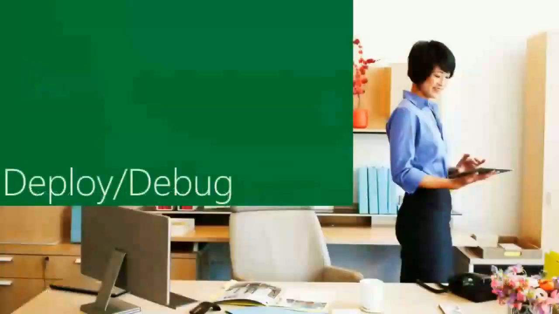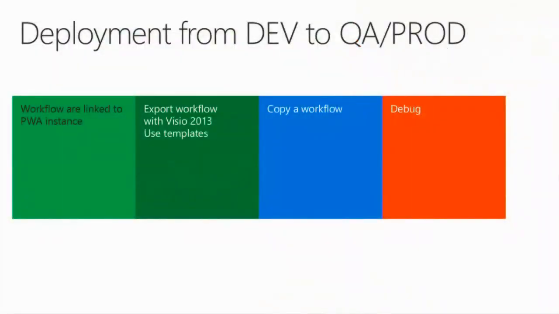So, last step is deploying and debugging. We've already covered part of it. What's important to know is that the workflows are linked. The question is, how do you deploy your workflow from a development environment to a QA or production environment? Because, of course, you should not be developing your workflow on a production system without first testing it on a development environment. So workflows are still linked to the PWA instance because they are linked to the different objects that were created, the custom fields, the stages, and so on.